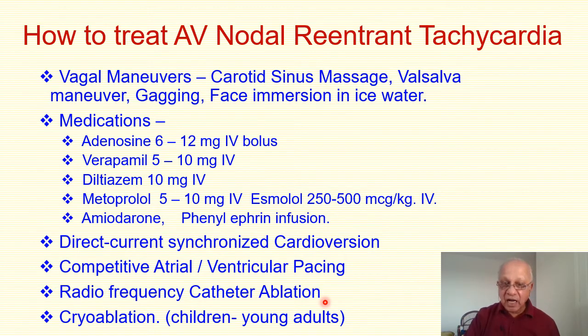Now, if it is recurrent and very chronic, you can use radiofrequency catheter ablation. And similarly, in recurrent arrhythmias, especially in children and young adults, cryoablation is now preferred because it is available. So we'll go on to the next slide.